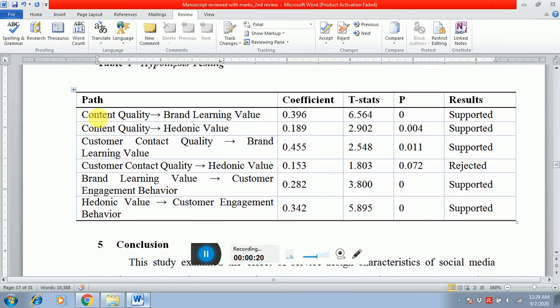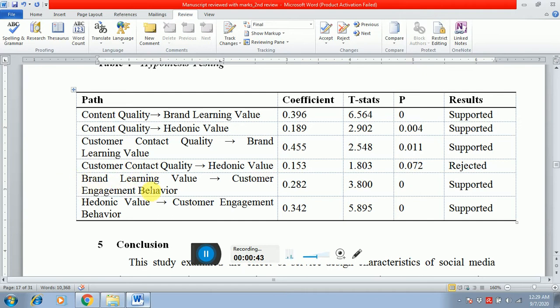You can see that in these results, content quality has a significant impact on brand learning value. Content quality similarly has a significant impact on hedonic value. Customer contact quality has a significant impact on brand learning value. However, customer contact quality does not affect hedonic value because the value of P is greater than 0.05.